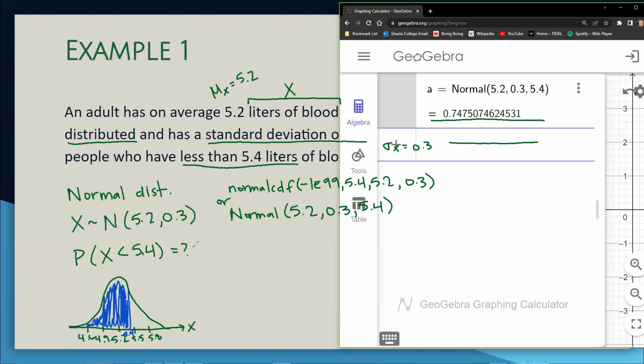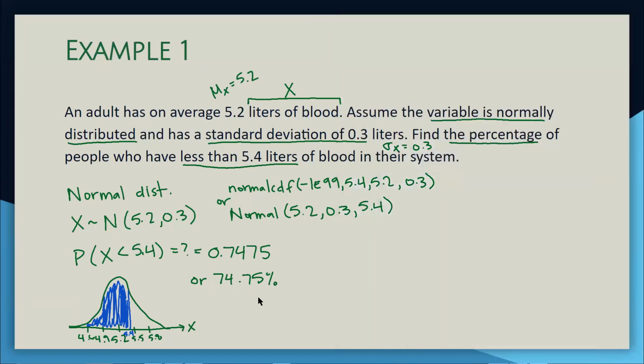So we can come back down here and say we know this is 0.7475, or since they asked for a percentage, 74.75%. So we would expect, if the information in this problem is true, that about 3/4 of the population of adults will have less than 5.4 liters of blood in their system.